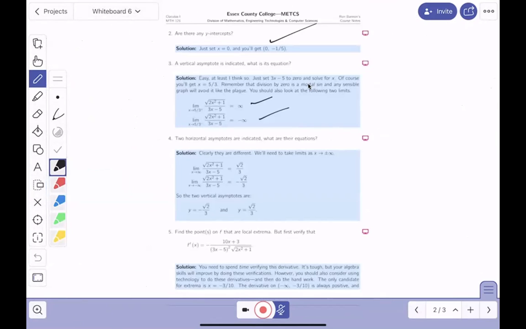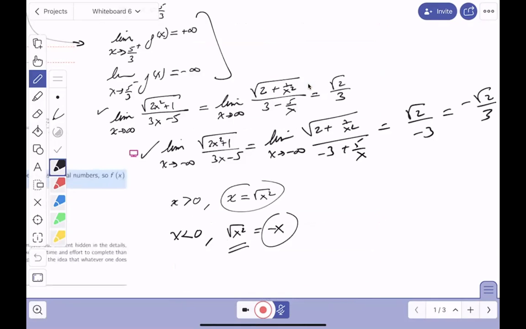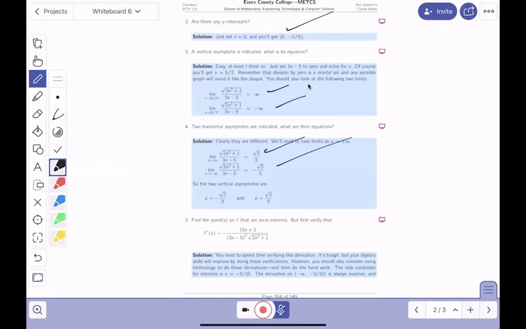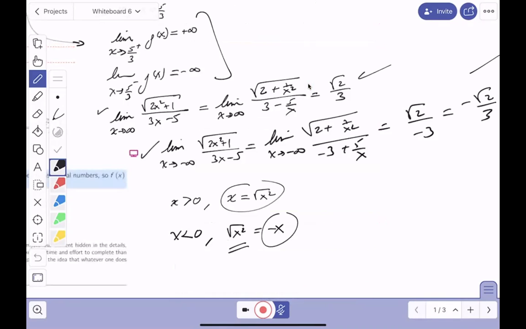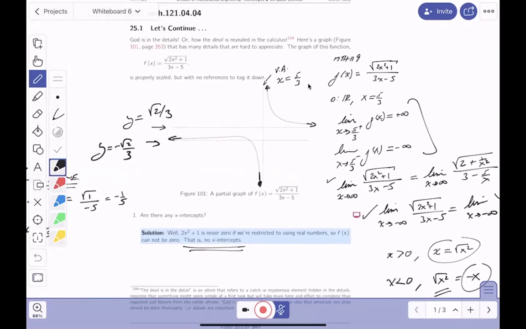Horizontal asymptote, did we do that? Yeah, there's 2 of them. Let me point out what we found. We found these 2 over here: root 2 over 3 and minus root 2 over 3. We did both of those limits, by the way. We wrote those down as well, right? What we did not do is the derivative. So what I want to do is grab the function.